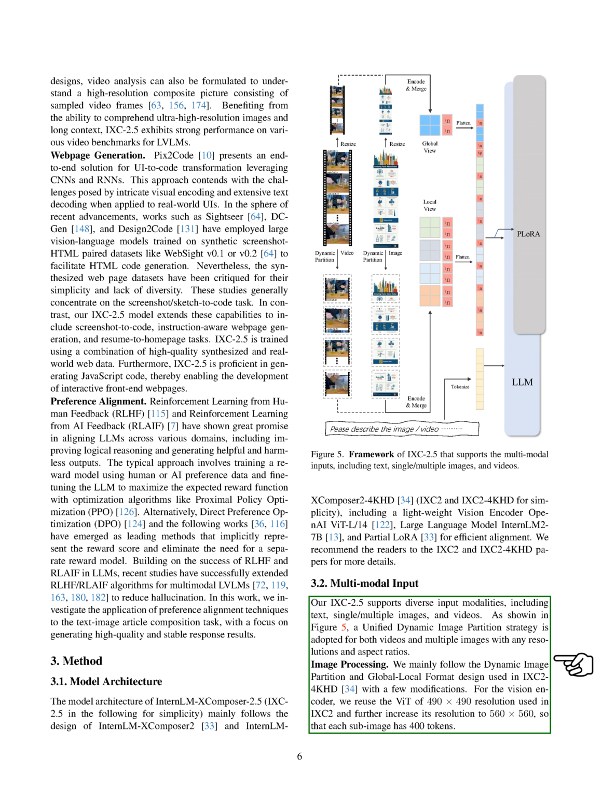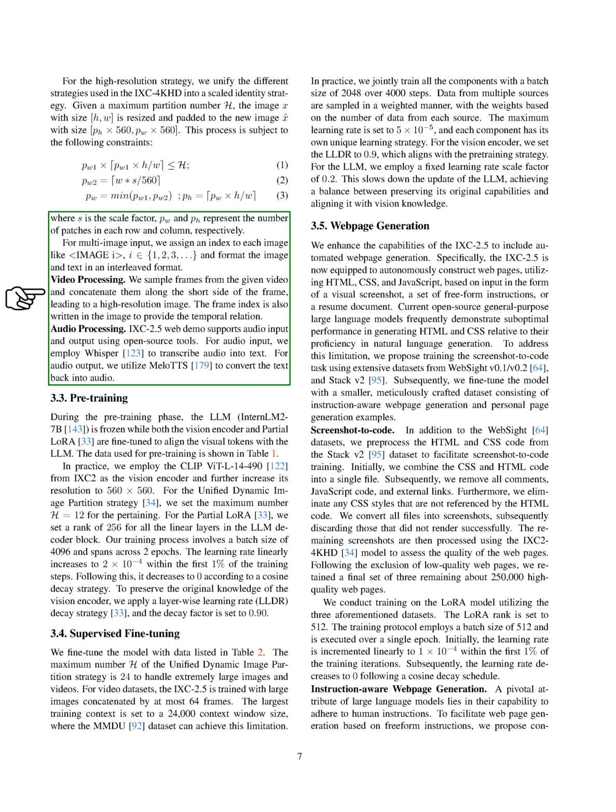When processing multiple images, we assign an index to each image and format them interleaved with text. In video processing, we sample frames and concatenate them to form a high-resolution image, including the frame index for temporal context. For audio input and output in the IXC 2.5 web demo, we use Whisper for audio-to-text transcription and MeloTTS for text-to-audio conversion. During pre-training, the large language model, LLM, is kept fixed while fine-tuning the vision encoder and partial LoRA to align visual tokens with the LLM.